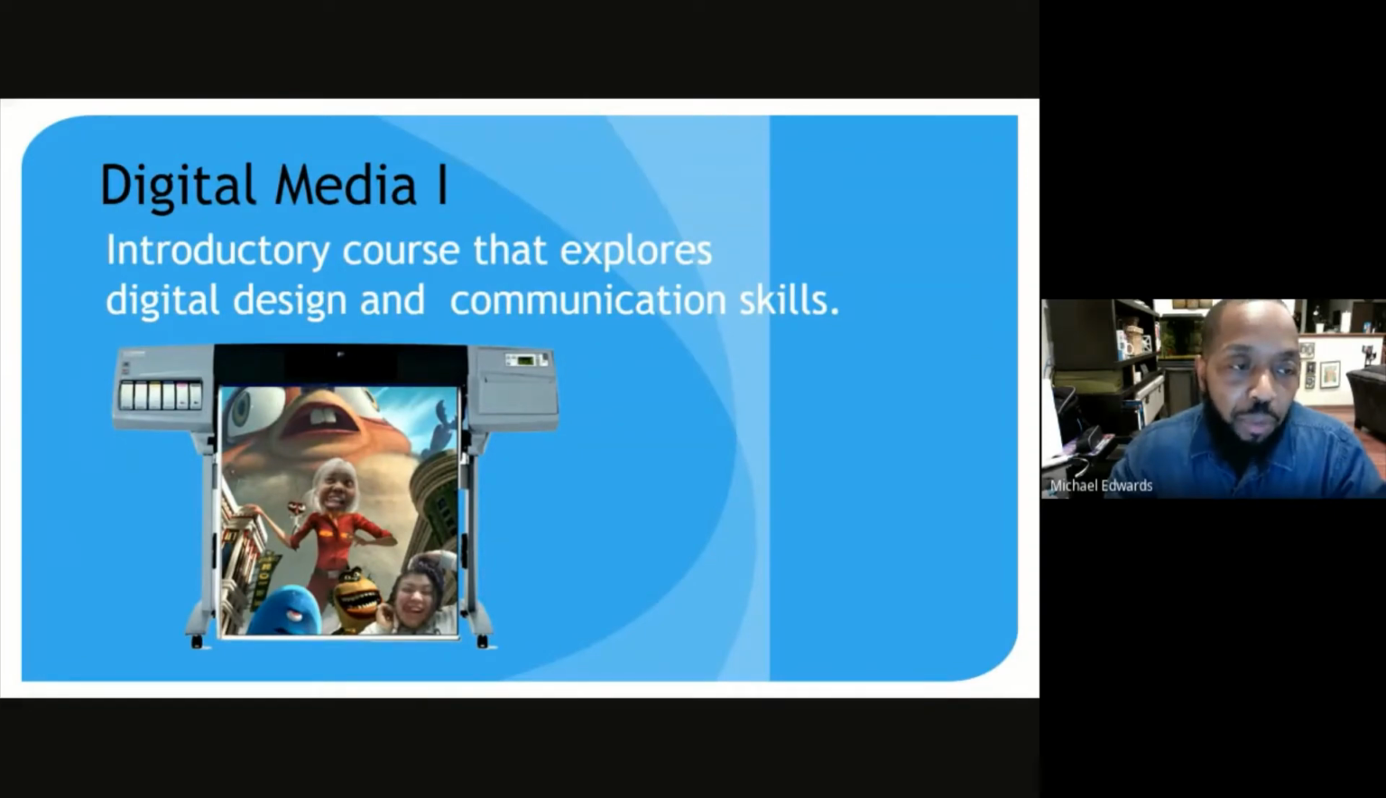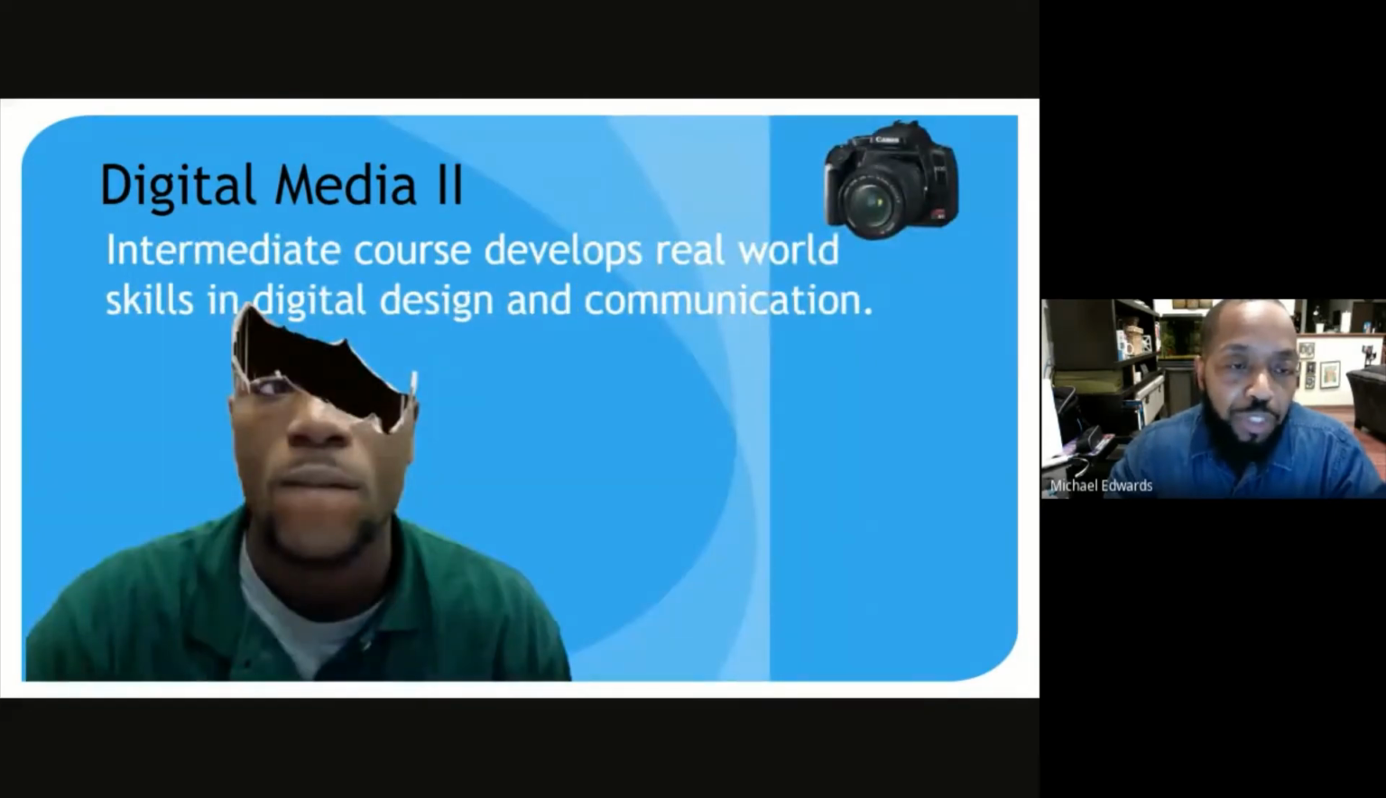The next course is called Digital Media 2. Now, if you look at each one of the screens, you'll notice that student work is in it. This particular project, they had to make it look like it was 3D and that you were able to look inside of a person. Also, if you notice on the slides, you'll see the equipment that we use. The first slide had a large plotter, which we make banners. Now this slide, if you look at it, is a digital camera.